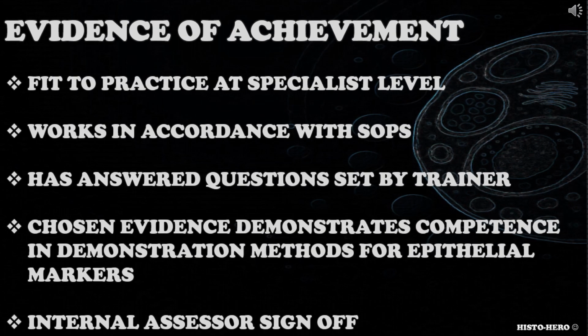Each subsection also has evidence of achievement. This is a part where your training officer signs you off as competent and fit to practice as a BMS at the specialist level. Training officer will confirm that you can work in accordance with local SOPs relevant to this section. They will also confirm that you have answered questions set by them to test knowledge and skills relevant to this section. And they will confirm that your chosen evidence demonstrates your competence relevant to this section. You will need to be signed off as competent by an internal assessor for this section. This can be your training officer, senior BMS overseeing this section, or a training lead.